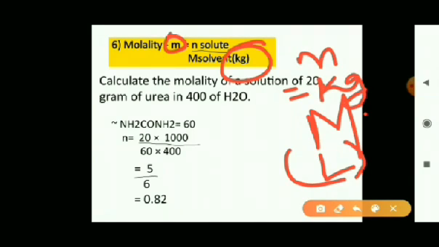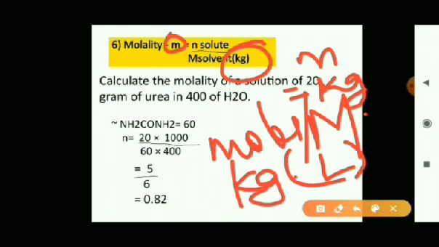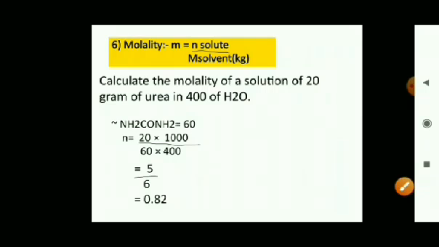Okay, so keep in mind that molality is denoted by a small m and it is expressed in kg, and molarity is expressed in liters. Understood? So what will be the unit of molality? That is moles per kg. What was the unit of molarity? Moles per liter. We will understand this by solving one example.